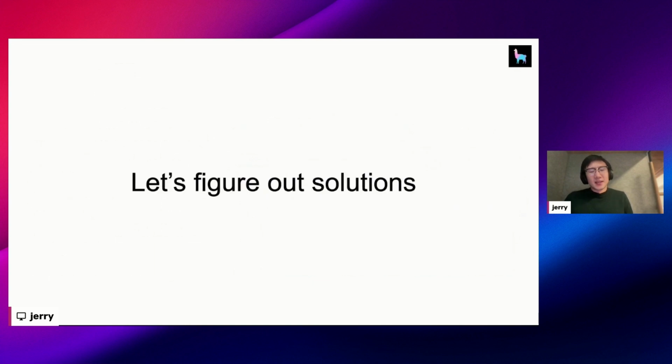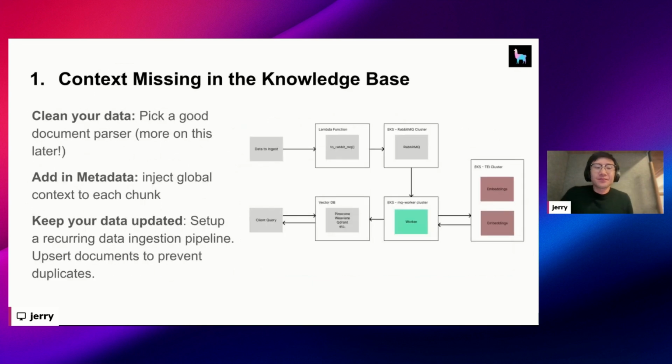Great. So let's figure out solutions. The first is, this is kind of dumb, but sometimes the context might be missing in the knowledge base. You ask a question, you're not able to get back a good result, and it's because that data might not actually exist in your vector database. Or it exists, but it's in a garbage format. There are some solutions to this. Picking a good document parsing solution is quite important.